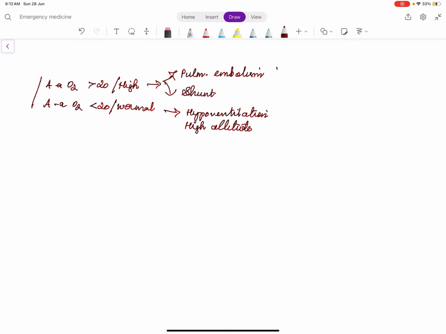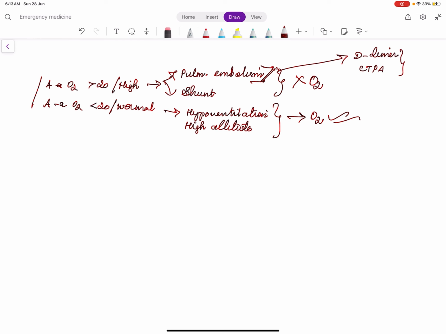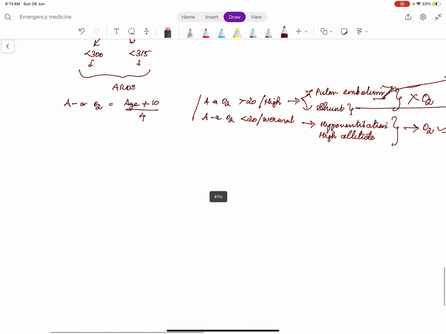Why do we need to know this difference? If the AA oxygen difference is normal, they will dramatically respond to O2, whereas if the AA gradient is high, they will not respond to O2. So we have to find the cause, whether it is a pulmonary embolism. We have to send a D-dimer. There is a test called CT pulmonary angiogram. Only when you thrombolyse or give anticoagulants will pulmonary embolism improve. And if it is a shunt, as I already told you, avoid vasodilators, and we may have to use vasoconstrictors.